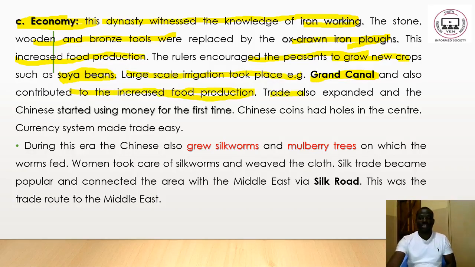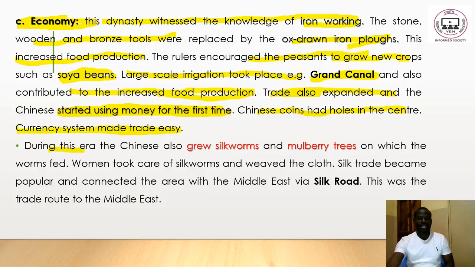And also trade expanded, and the Chinese started using money for the first time. So trading boosted their economy, and in trade we are saying that they started to use money. So they were using coins that had a hole at the center. So the currency system made trade easy. The use of money made that trade easy.